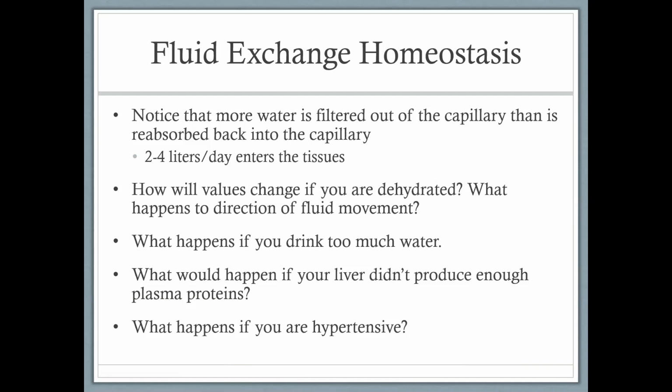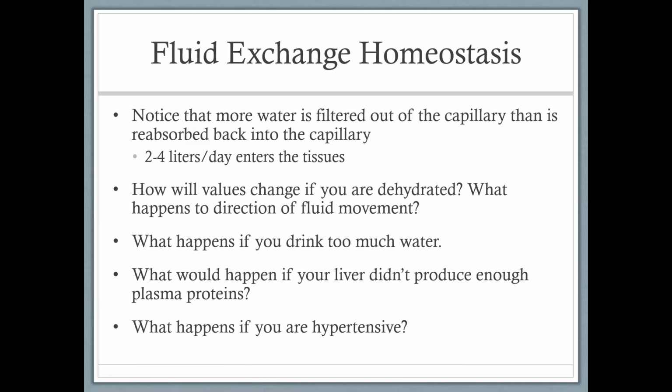So think through what happens when you're getting dehydrated. Your body is losing water, which means your blood is becoming thicker, it's becoming more solute, more salty, more protein. So what will that do to the direction of fluid movement if, in this case, the blood colloid osmotic pressure is increasing? Well, now what happens if you drink too much water? What will happen if your blood volume goes up? Or what will happen if your solute concentration goes down? What will happen if your liver doesn't produce enough plasma proteins?